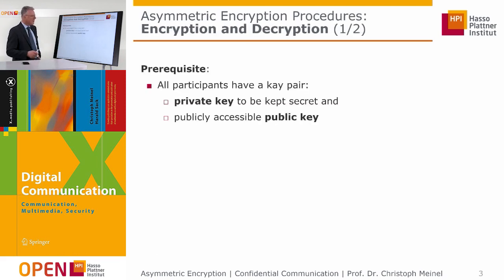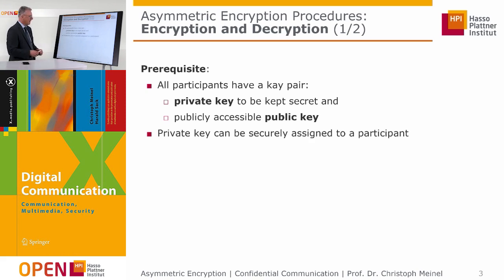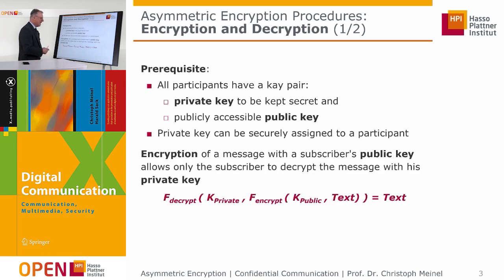So what are the prerequisites for such an asymmetric encryption? Each participant in this communication has a key pair: a private key which they have to keep secret, and a public key which is publicly accessible. The private key can be securely assigned to a participant because only this participant has this private key. No one else knows it.